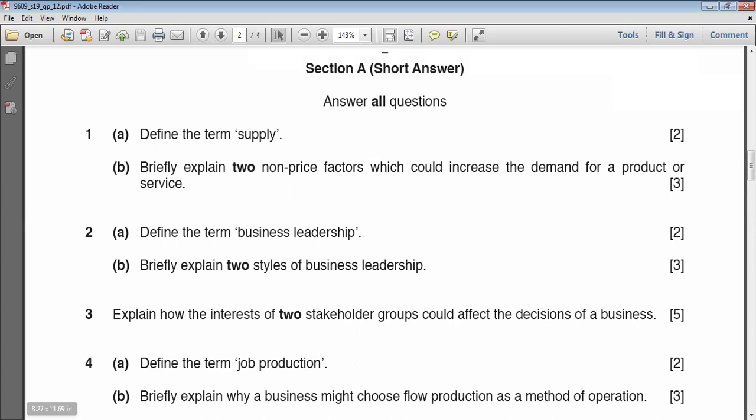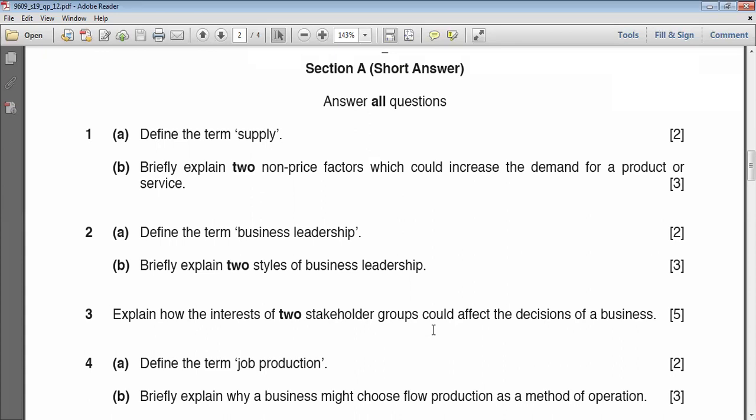While for question 3, the difference is there is only one question with the keyword explain. Explain how the interest of 2 stakeholder groups could affect the decisions of a business. Directly 5 marks. In this question, strategy would be you can have a definition first. Define the stakeholder. Stakeholders are all the people or parties or individuals that have a direct interest with the business activity. You can define, you will get 1 mark.